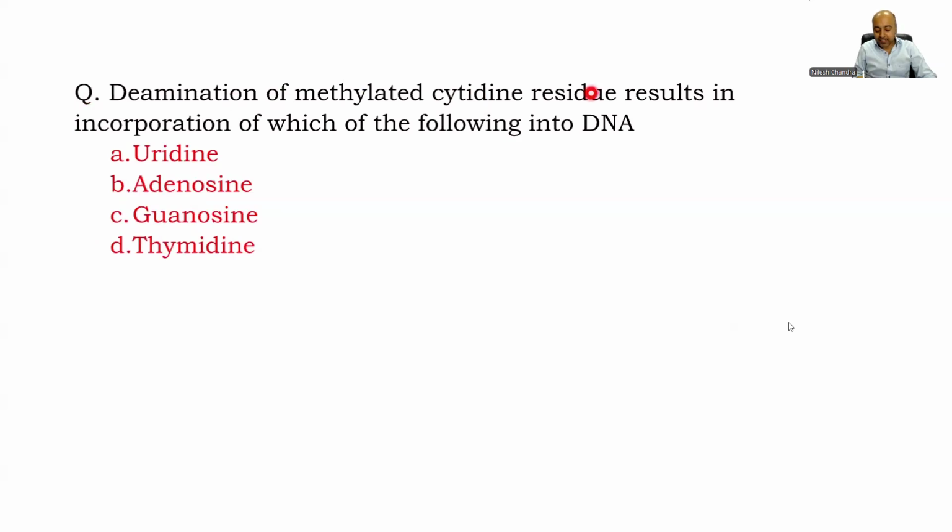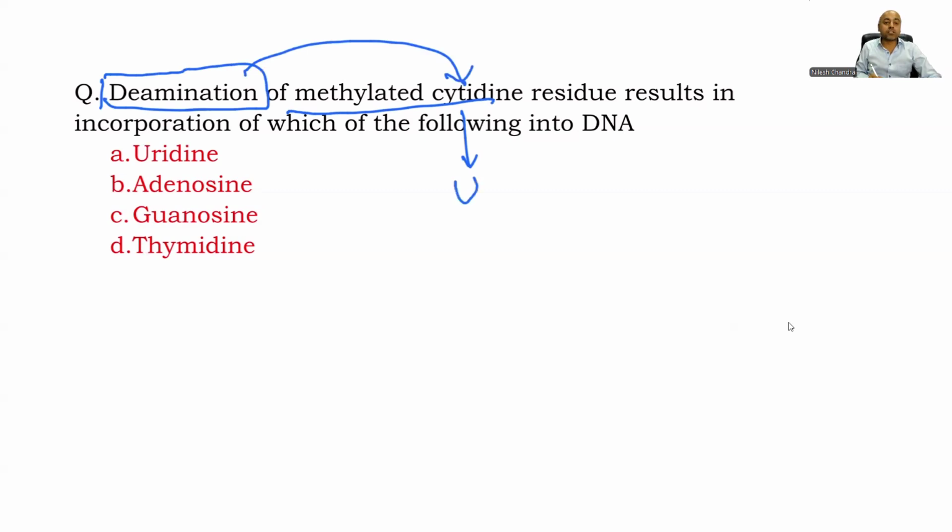Deamination of methylated cytidine residue results in incorporation of which of the following into the DNA? Your options are uridine, adenosine, guanosine, and thymidine. So let's work it backwards. Methylated cytidine. What is methylated cytidine? Don't go there. First, there is deamination. So read it like this: deamination of cytidine. When you do the deamination of cytidine, then you get uracil.